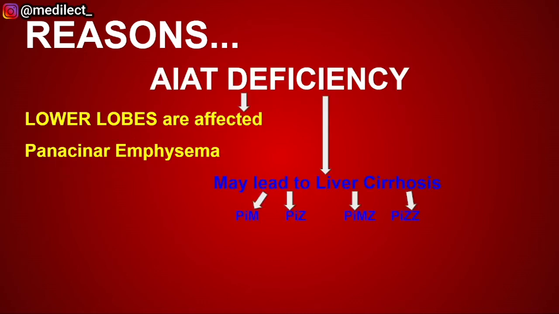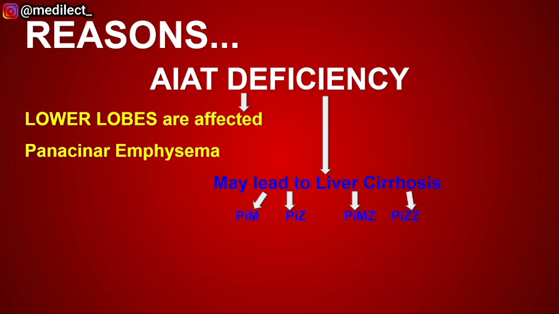Now the next reason is A1AT, that means the alpha-1 antitrypsin deficiency. Because of this, what will happen? Of course, I told you before also, it causes the inhibition of the protease enzyme. But in some people there is deficiency of this enzyme, which is causing increment in the protease, which causes the destruction of the alveolar elastic recoiling. And in the A1AT deficiency, the lower lobes are mostly affected, leading to pan-acinar emphysema.